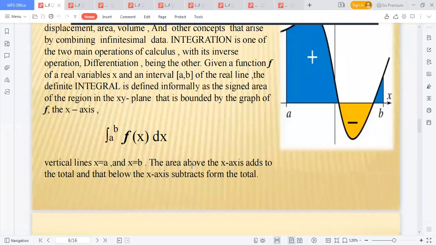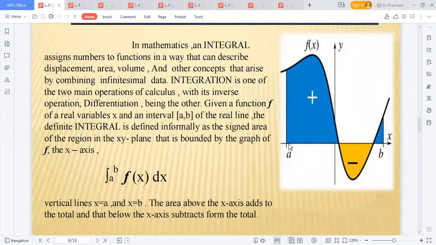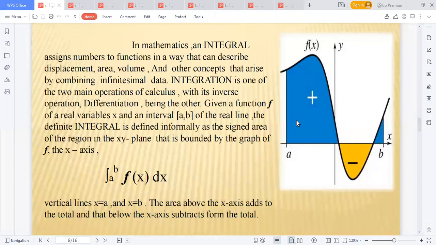These are the vertical lines x equals a and x equals b, and the area above the x-axis is the green area. The area above the x-axis adds to the total, and the area under the x-axis is subtracted from the total. This is why you have to subtract this and add this; plus and minus will give the total area by integrating. So the application of integration is to find volume, area, or sum.